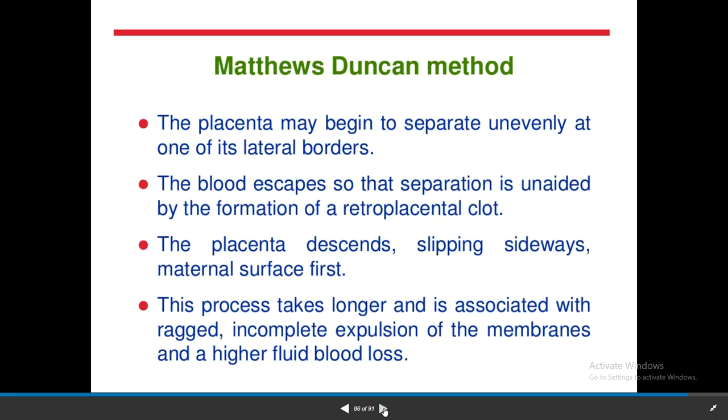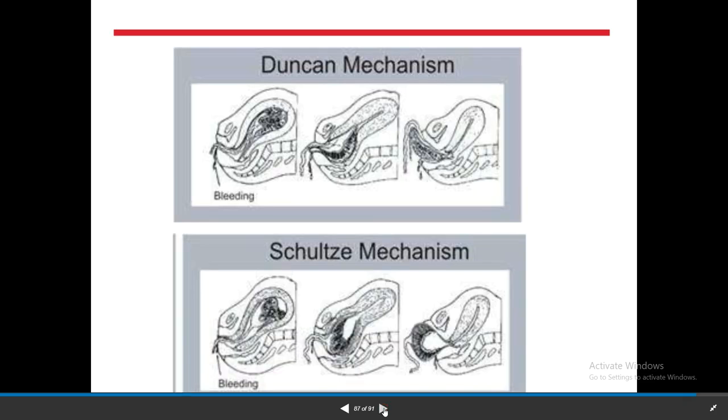Matthews Duncan method. The placenta may begin to separate unevenly at one of its lateral borders. The blood escapes so that separation is unaided by the formation of a retroplacental clot. The placenta descends, slipping sideways, maternal surface first. This process takes longer and is associated with rapid, incomplete expulsion of the membranes and a higher fluid blood loss.